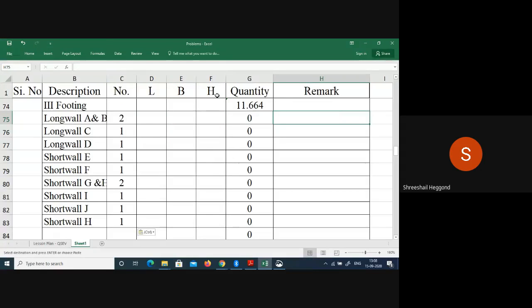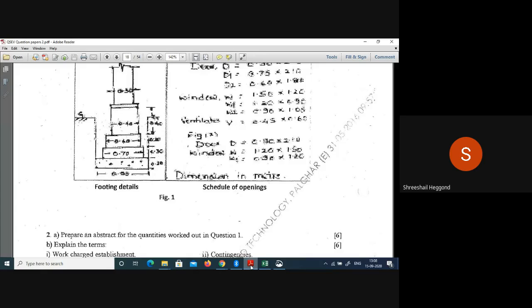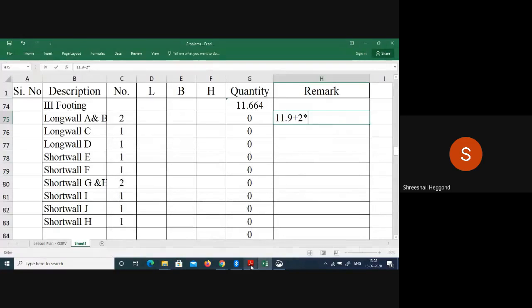Then center to center it is of 11.9. Plus both the sides you have to add this 2 into the breadth of third footing. Is how much? 0.4. You can see in the diagram. And height is below ground level it is 0.4 and above ground level it is 0.6. Total of 1.1 meter. So 0.4 divided by 2, therefore the length can be written as 12.3. Breadth is 0.4 and height is 1 meter.